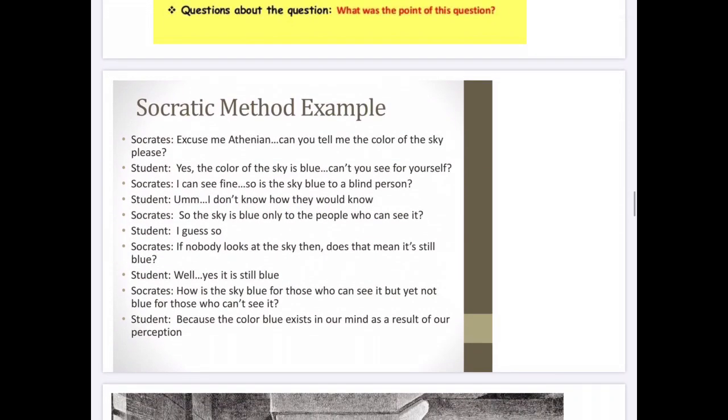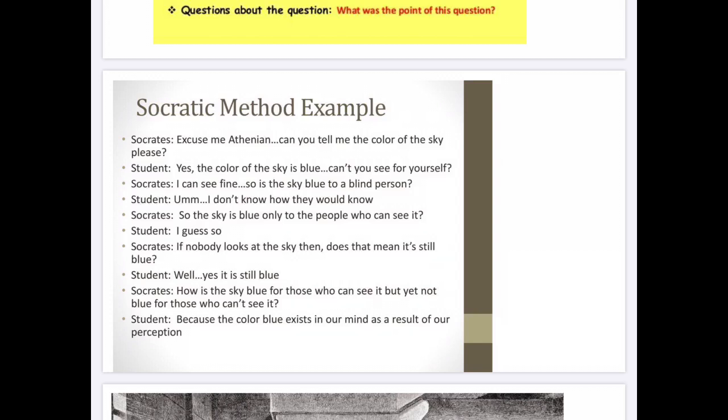And here's an example of the Socratic method. Socrates says, "Excuse me, Athenian, can you tell me the color of the sky, please?" And the student says, "Yes, the color of the sky is blue. Can't you see for yourself?" Socrates says, "I can see fine. So, is the sky blue to a blind person?" Student: "I don't know how they would know." Socrates: "So the sky is blue only to people who can see it?" Student: "I guess so." Socrates: "If nobody looks at the sky, then does that mean it's still blue?"